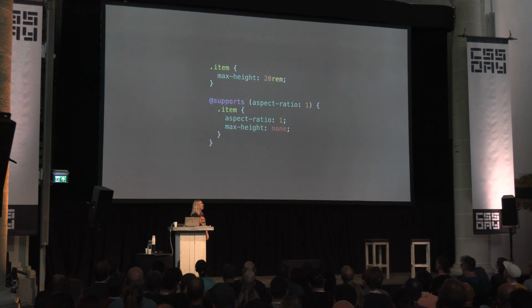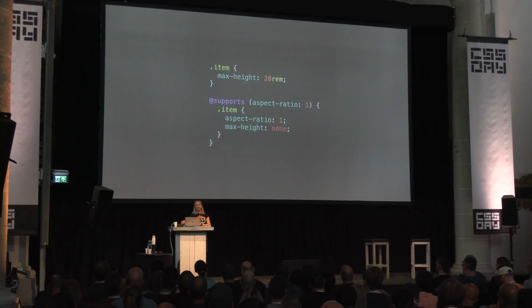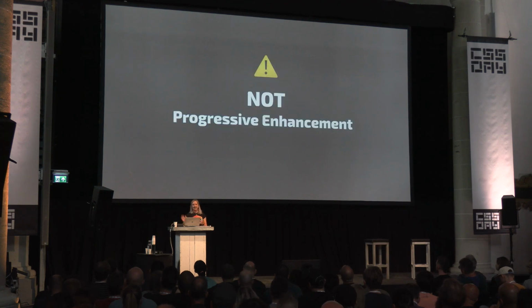But if you really want to provide an alternative for older browsers, you can use a feature query like this. So maybe you want to set a max height or something to prevent those tracks getting super tall in case you had a really long vertical image. What you probably shouldn't do is use a feature query combined with the padding hack for browsers that don't support aspect ratio, because you're basically quadrupling the amount of code you have to write. And that is definitely not progressive enhancement.